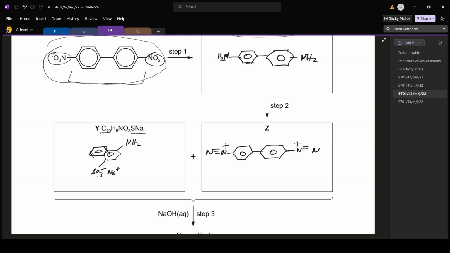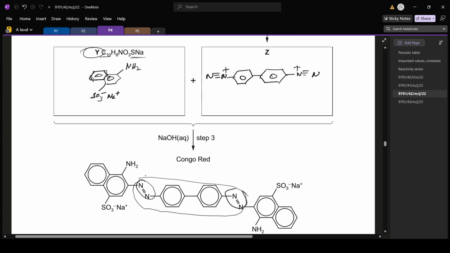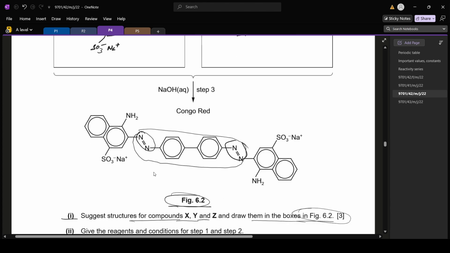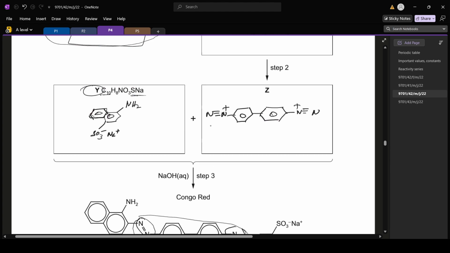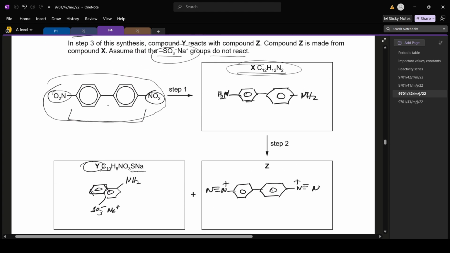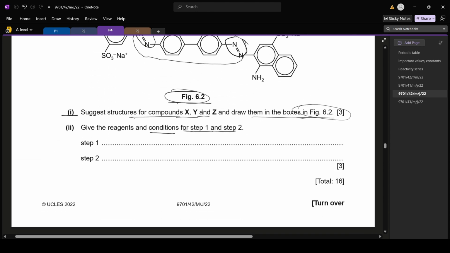And when this diazonamine reacts with Y, it forms this Congo red compound. Okay, so this is your synthesis. Now it is asking for the reagents and conditions for steps 1 and 2. So in step 1, the nitrobenzene is reduced to phenylamine. So how do we achieve this?